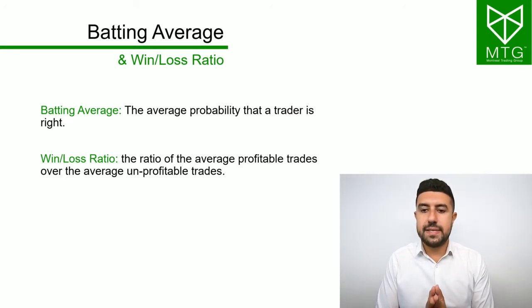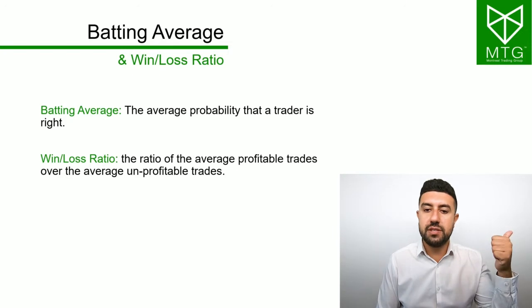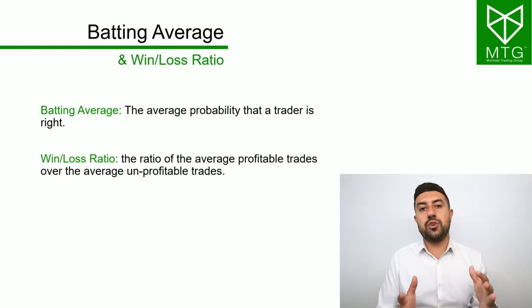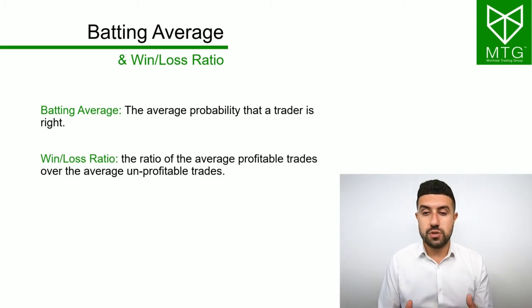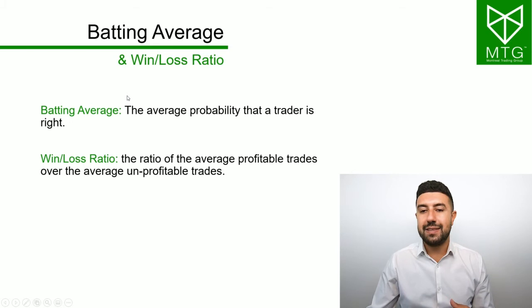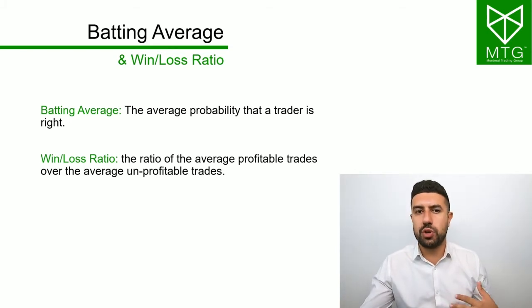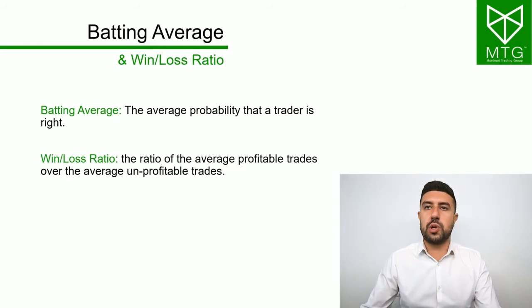Win-loss ratio is then the ratio of the average profitable trades over the average unprofitable trades. So you want to see how big your winners are compared to your losers. If your winners aren't bigger than your losers, then there might be a problem, because then how come you're losing way more than when you're winning? So these are two things you want to look at.